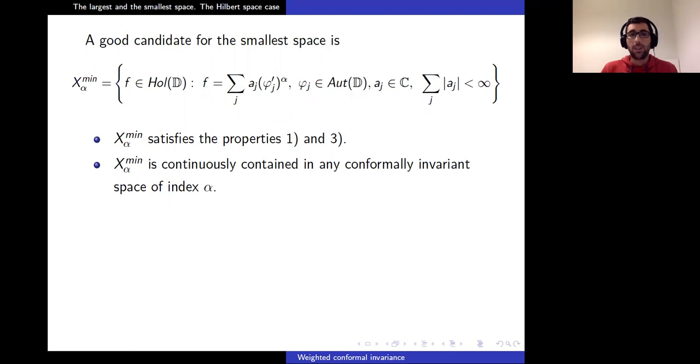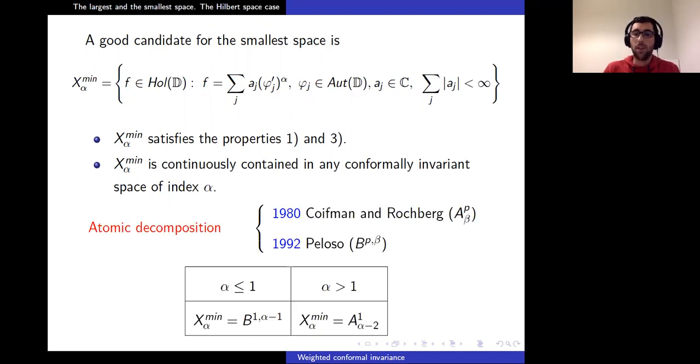What is the problem here? Does this space satisfy property 2? We can see more of this, because thanks to the atomic decomposition theorems, due to Coifman and Rochberg for the weighted Bergman spaces, and due to Peloso for the weighted Besov spaces, we can see that this space X min alpha is actually the weighted Besov space when alpha is less than or equal to 1, and is the weighted Bergman space when alpha is greater than 1. So in particular, our space X min alpha is conformal invariant of index alpha.